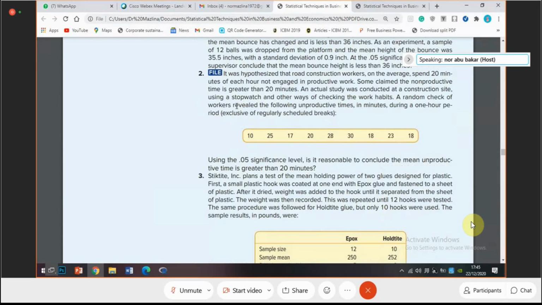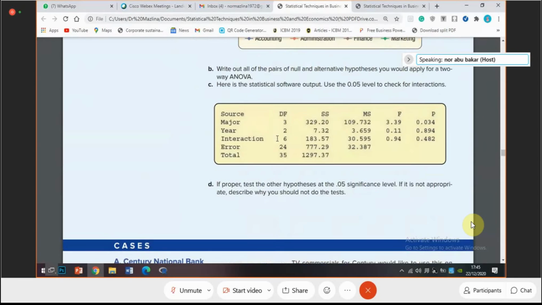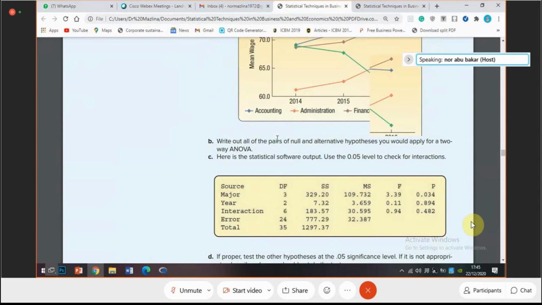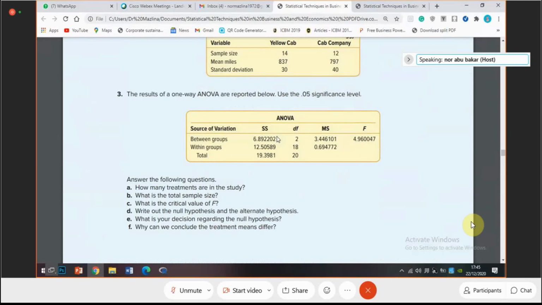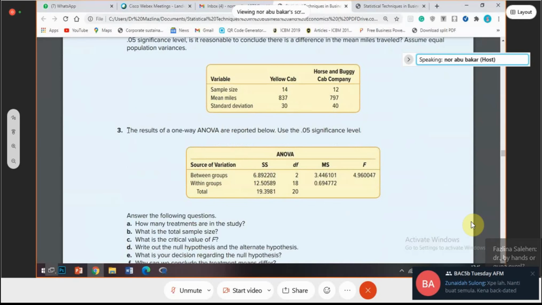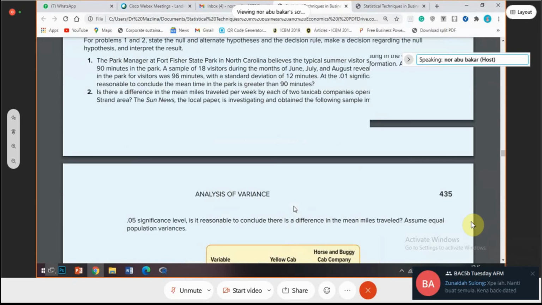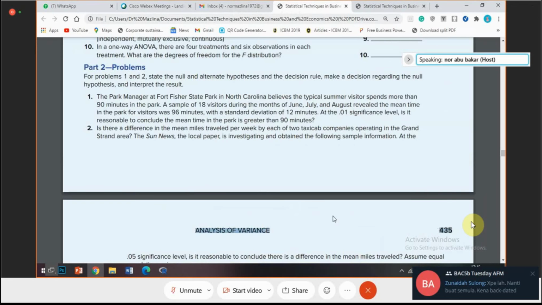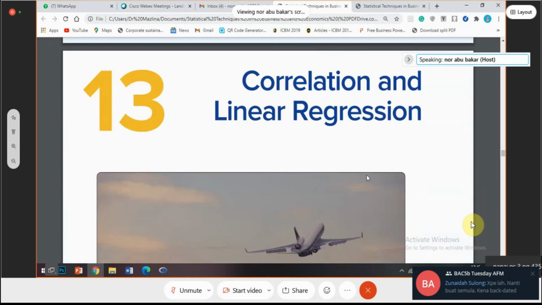Okay, rasanya macam tak ada benda dah nak cakap ni. Kalau tak ada soalan, sekejap saya bagi awak soalan lah. Susah sangat nak tanya soalan tu kan. Ada tak lagi soalan? Soalan pun dah habis. Okay, probably you can try question number 3 on page 435, just before chapter 13.